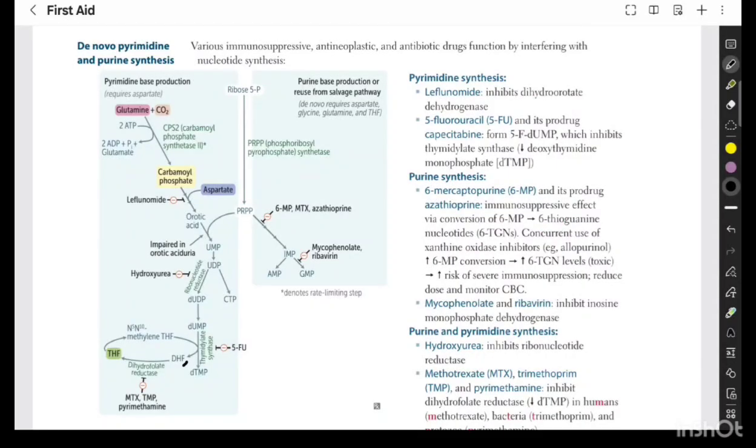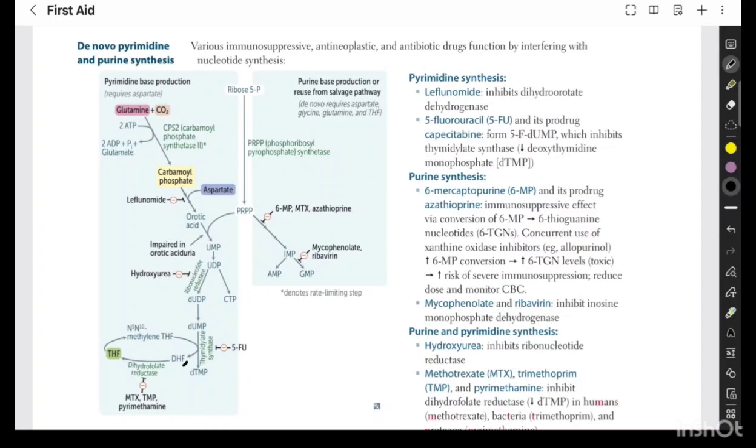When we come to this page, we start thinking, oh my god, I would have to memorize this page. But that's not required for Step 1. You need to remember that Step 1 requires an understanding of how you link this biochemistry to how you prescribe immunosuppressive drugs, anti-cancer drugs, and antibiotics, and how they interfere with nucleotide synthesis.